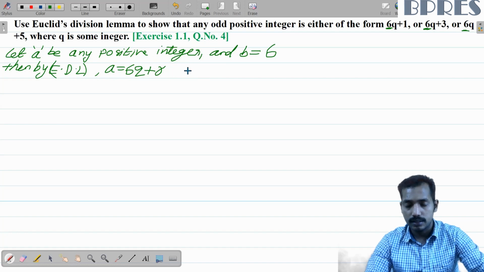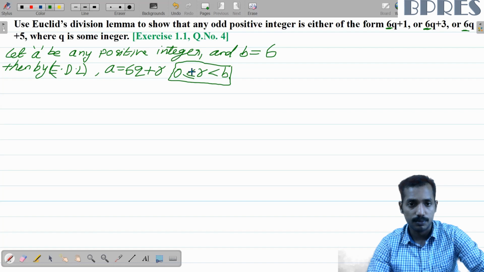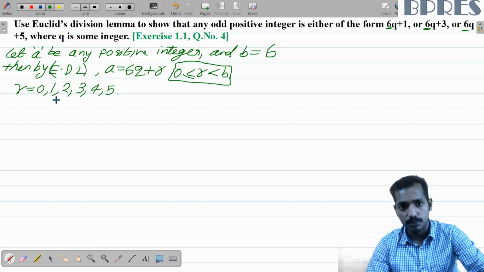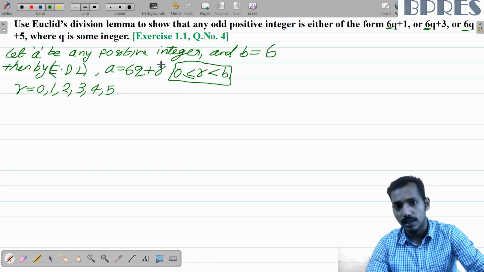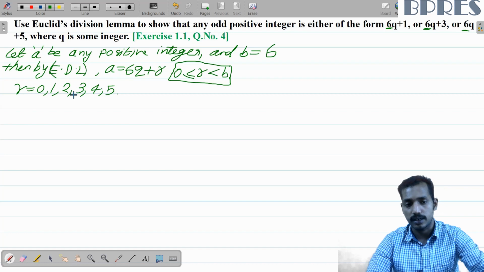Also, in the condition for Euclid division algorithm it is given that the range of r should be greater than or equal to 0 and it should be less than b. That is a very important condition given in the Euclid division algorithm. So here b is equal to 6, and the value of r can be 0, 1, 2, 3, 4, 5. It cannot be 6. So these are the possible values of r, because in the Euclid division algorithm this is the condition stated for the remainder.